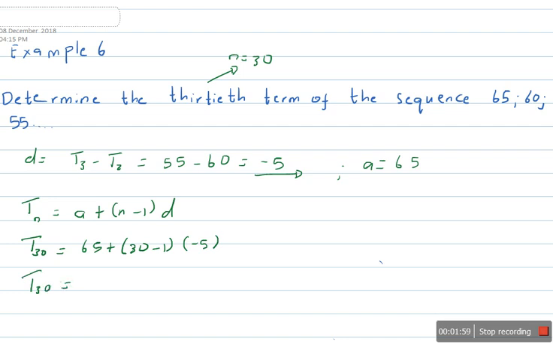So T30 is going to be 65 plus 30 minus 1 times minus 5. So the answer is going to be minus 80. Right, so the answer is minus 80. That is our answer.